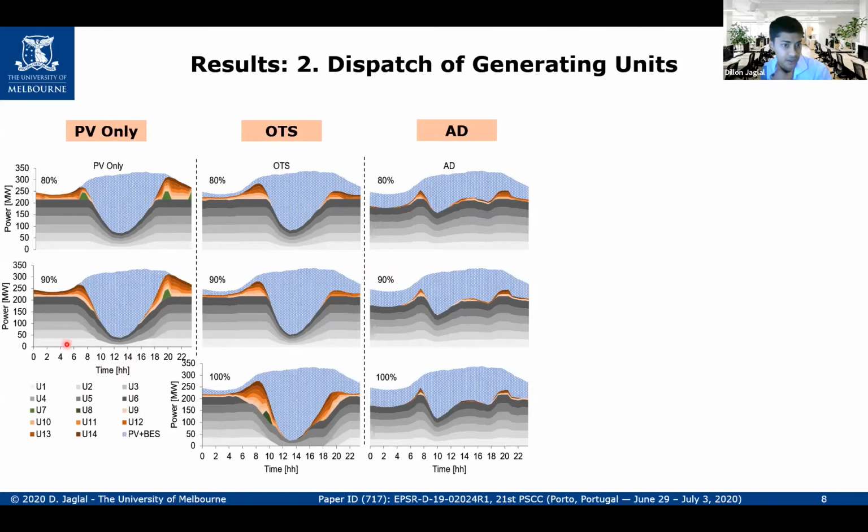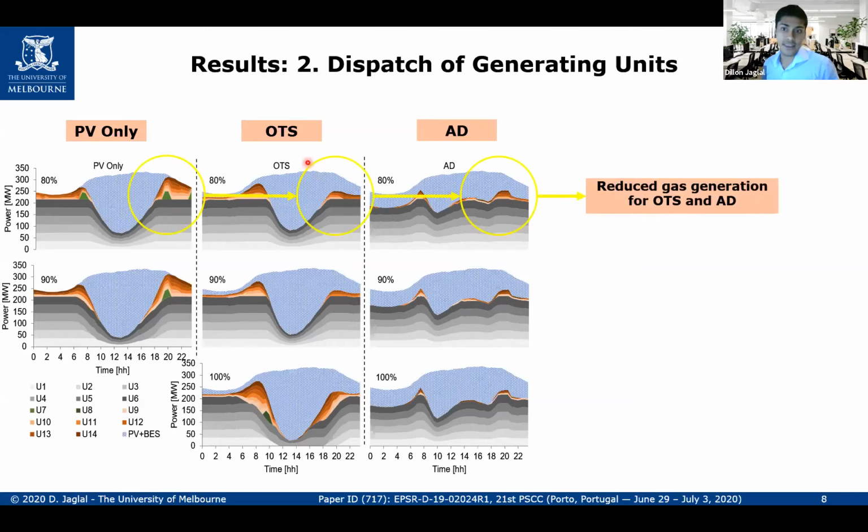These shades of gray show the 6 base load plants, and then these warmer colors and green show the gas peaking plants, and this blue area here shows the batteries. So firstly, we can see that in the evening hours here, we have reduced gas generation for OTS and AD, and that's because of the operation of the batteries. They're covering the local demand of the customers, and because they're covering that local demand, we can see that less gas is needed here compared to the case of PV only.